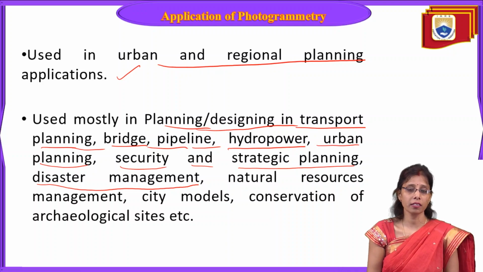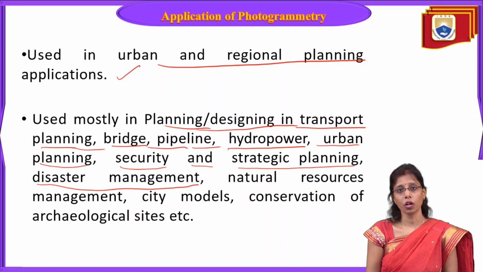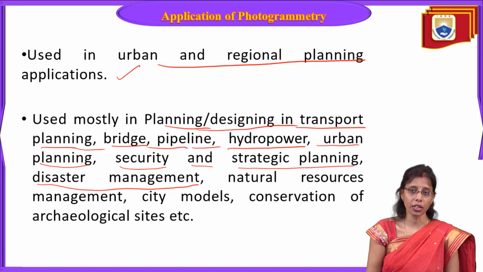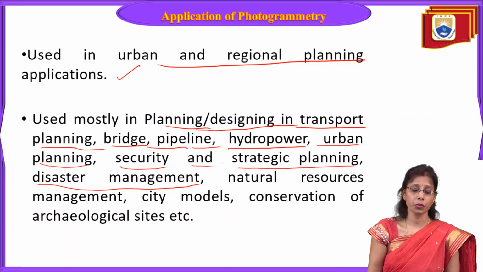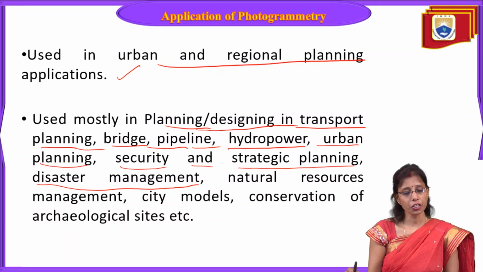First of all, planning: as I said, it gives first-hand information to a planner to plan the city, plan the urban areas. How much area is land use, how much area is land cover, and which kind of land can be utilized for which purpose, for transportation, for bridges, for pipelines, for hydropower, for urban planning, security, strategic planning. All this information it gives you with the help of an aerial photo.